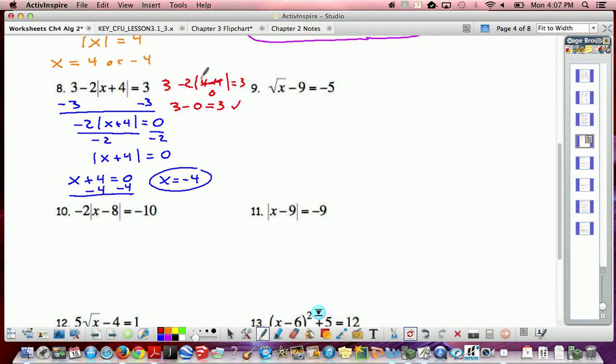Whoops, I'm sorry, this shouldn't have been 4 minus 4. It should have been negative 4 plus 4, which is still 0. My fault on that with the checking. Put it in the wrong spot. All right, number 9.